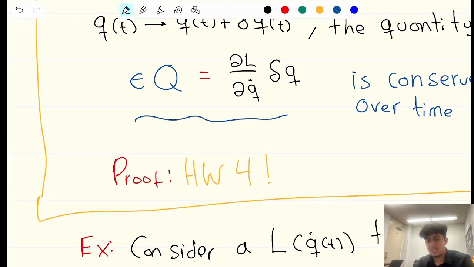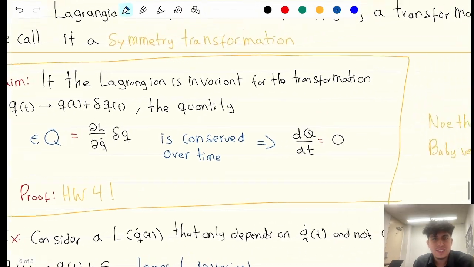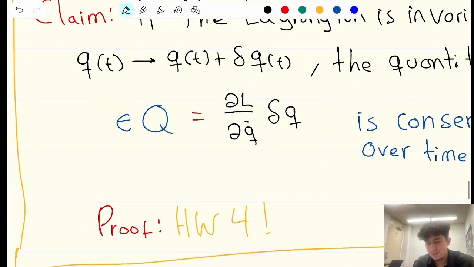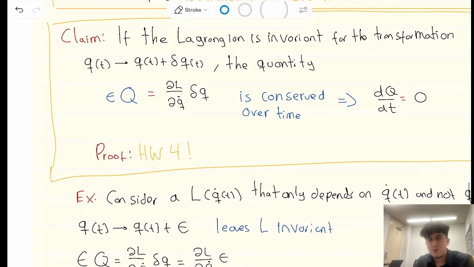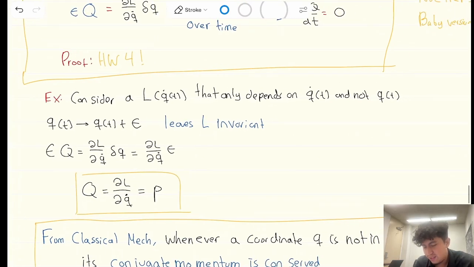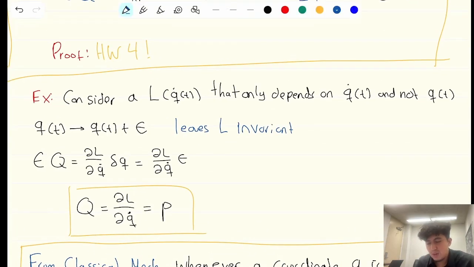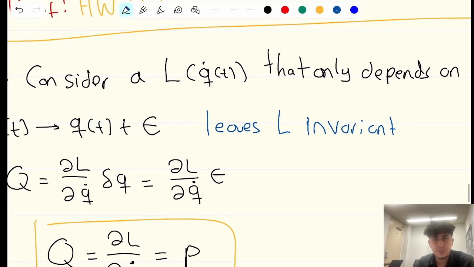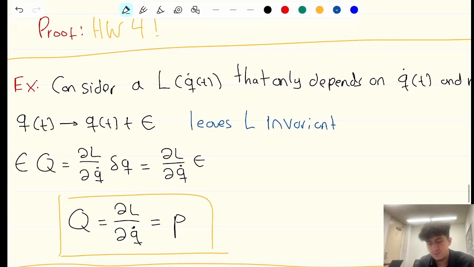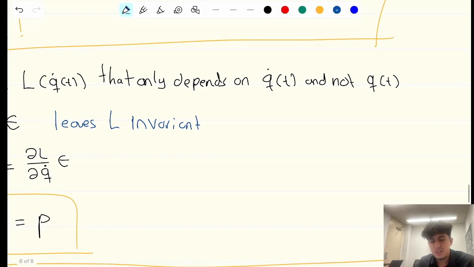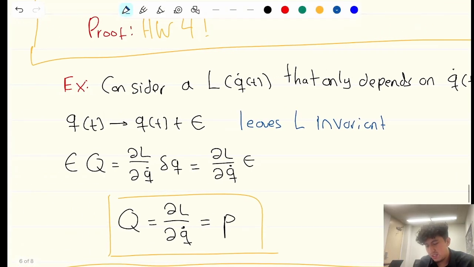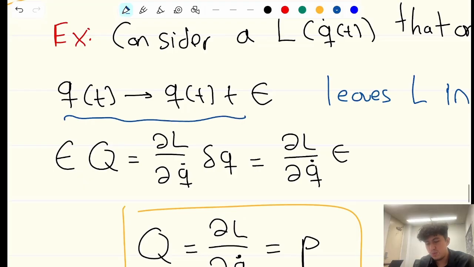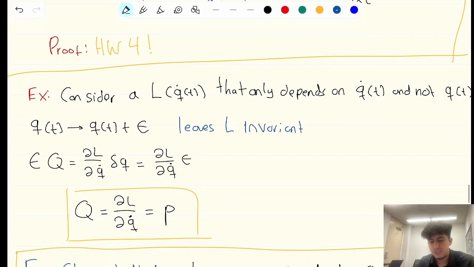And yeah, this is just Noether's theorem. You're going to see this over and over again. So yeah, this is the baby version. We're going to use the adult version in 1 second. And one example of how we can use this is, consider we have a Lagrangian that only depends on the q dot component, the velocity component of any coordinate, and doesn't depend on q. So essentially, if you do this transformation of q going to q plus some constant, then it leaves the Lagrangian invariant.